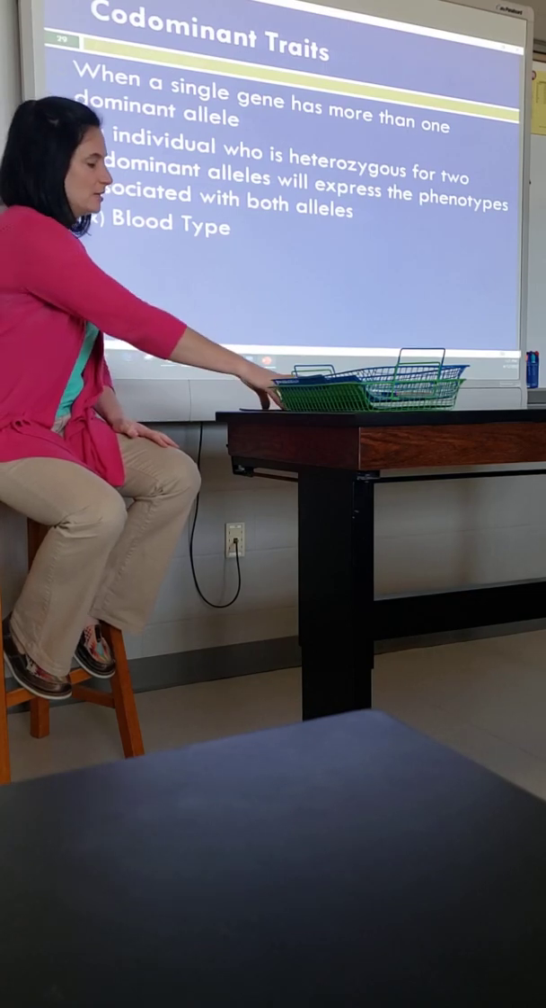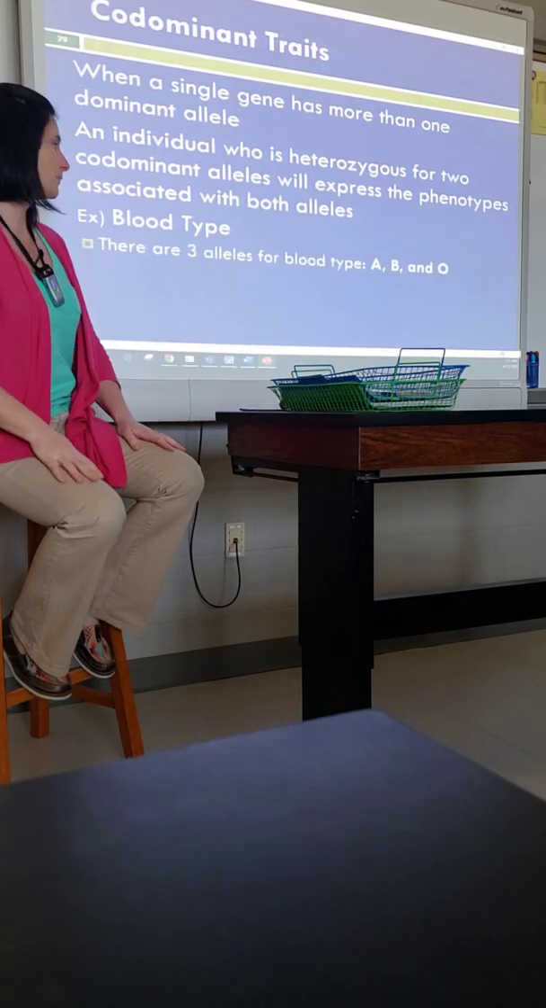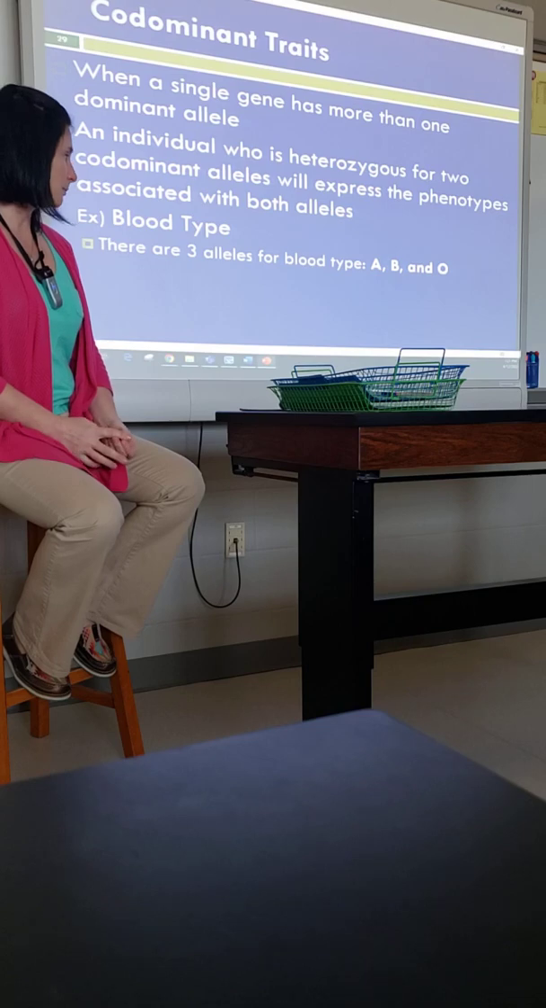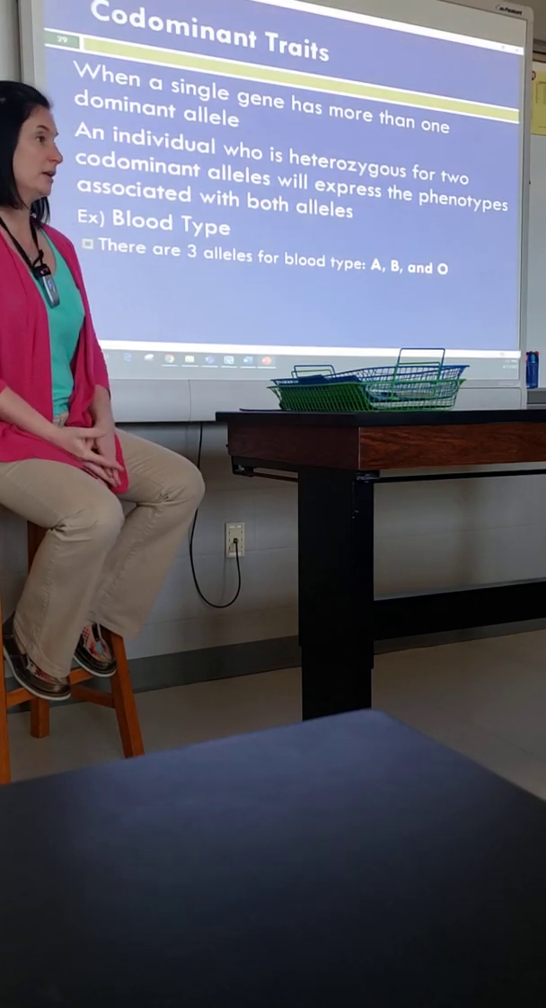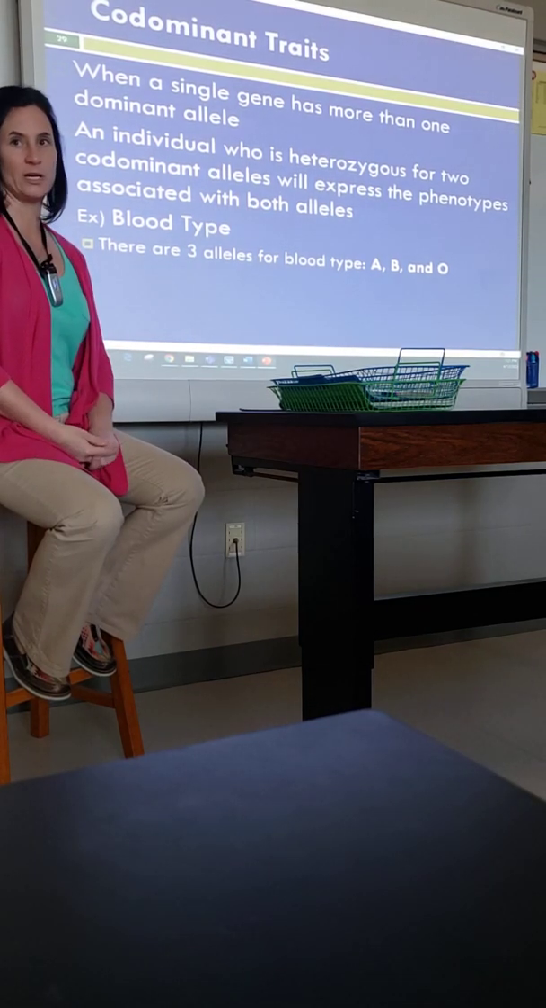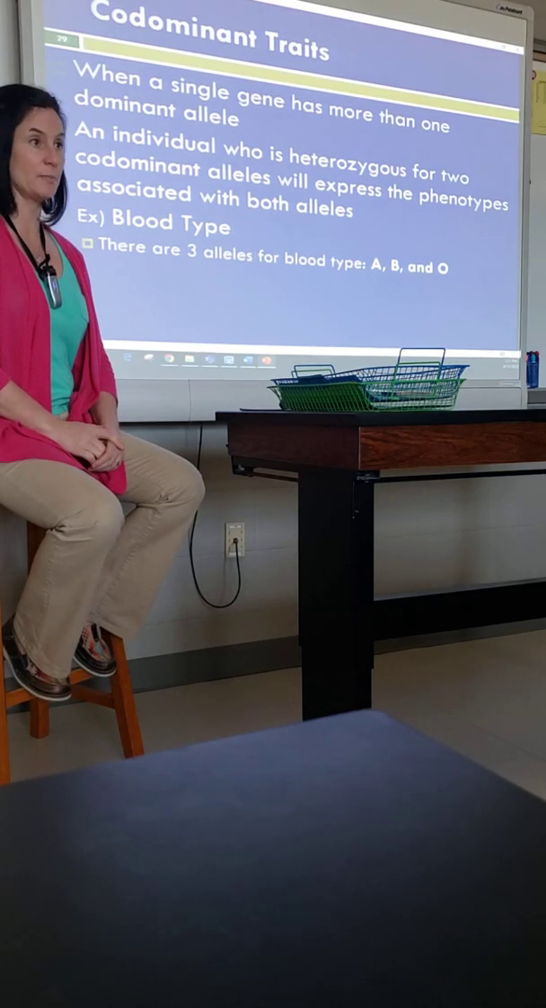So blood type is a good example of this. There's actually three alleles. You have A, B, and O, right? And this is something that you'll get into a lot with Mr. Trainer when you get to biology.